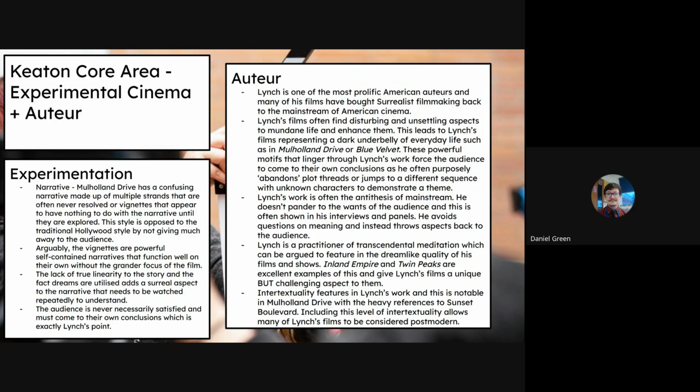So it's really important to understand that this is not typical. The narrative is very experimental, and they use this through the idea of dream sequences and so on. And my second point there says, arguably the vignettes are powerful self-contained narratives that function well on their own without the grander focus of the film. That was sort of talked about by Roger Ebert, where he said that the vignettes work on their own, and that's why the overall film works, because even if you took those vignettes in isolation, they still make sense.